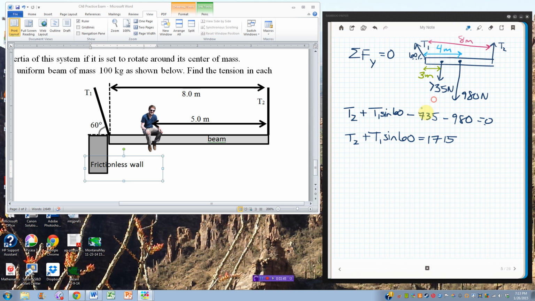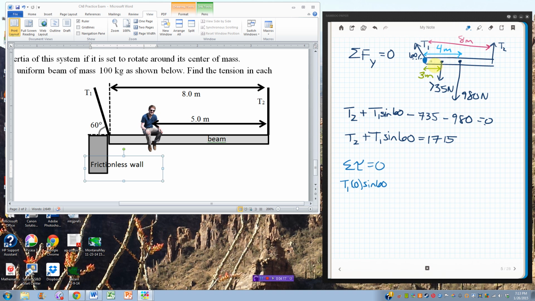Now we do another equation. Net torque should be zero as well. So in this one, I have to choose a pivot. I am going to choose this as my pivot, so that the thing with the angle in it can go away. So what I have is the net torque, it's going to be T1 times the distance to the pivot, which is 0, sine 60. So that term's going to be gone.